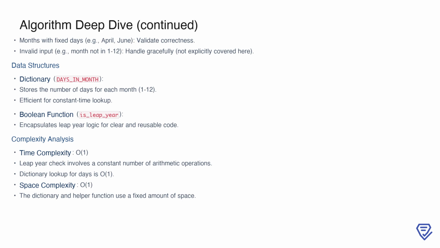From a complexity perspective, the algorithm is highly efficient. The time complexity is O(1), because determining whether a year is a leap year involves a fixed number of arithmetic operations, and looking up the number of days for a month in the dictionary is also a constant time operation. The space complexity is also O(1), since the dictionary and helper function require a fixed amount of memory regardless of the input. This makes the solution both scalable and performant.